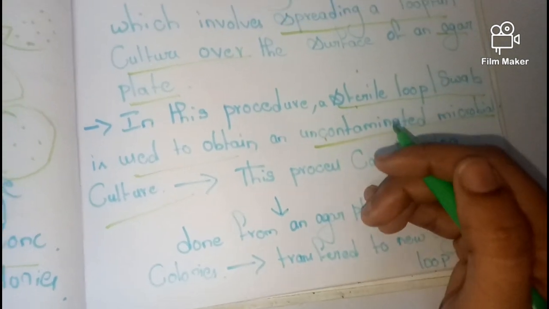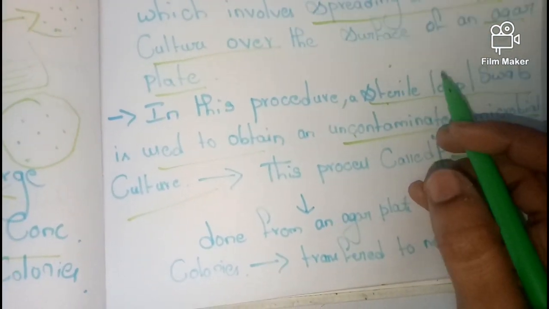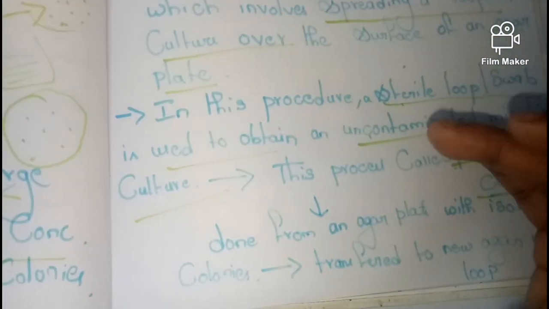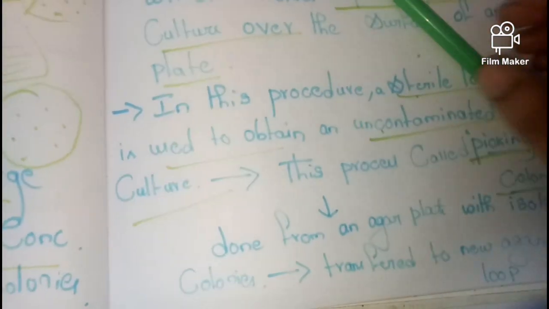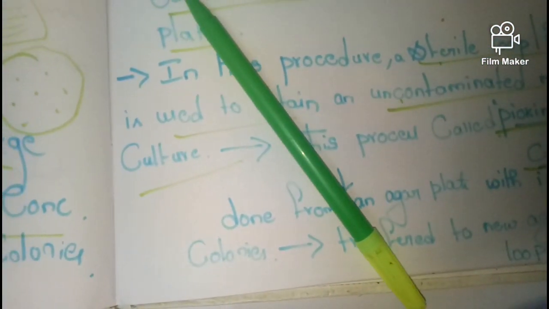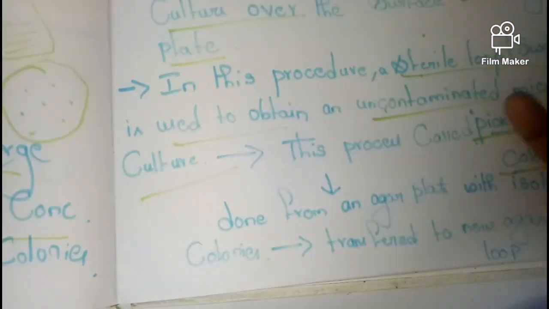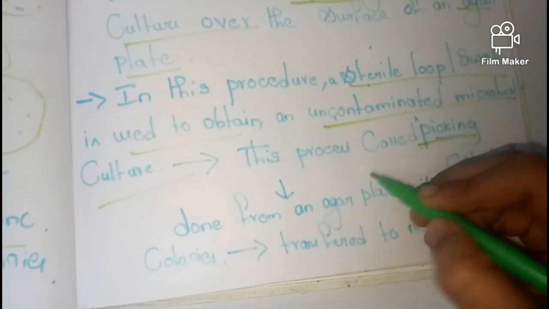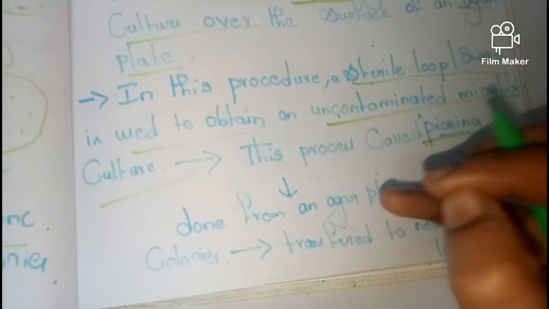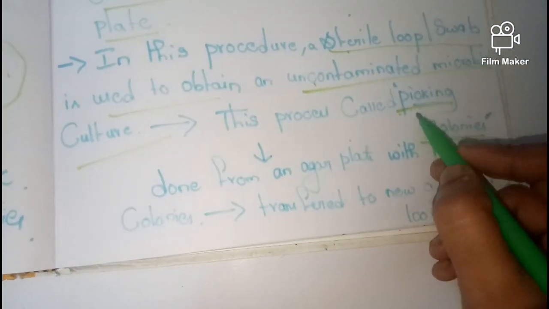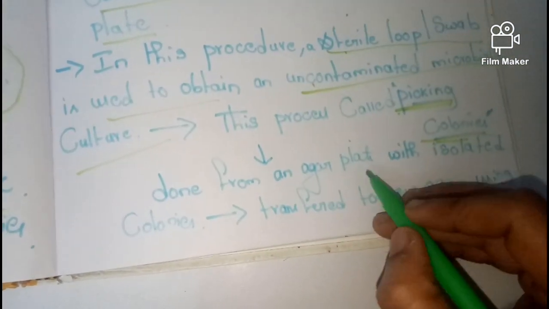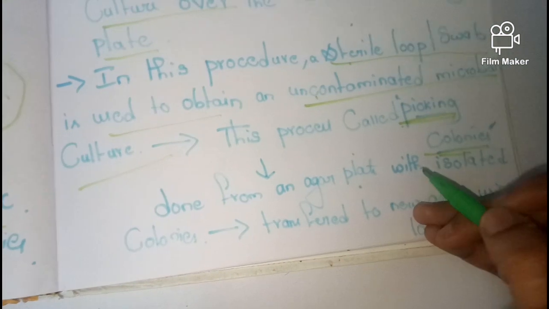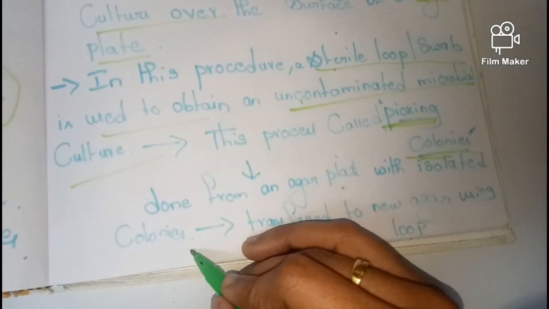I already said that after the incubation time the agar plate may show certain colonies, right? From those colonies we are going to pick the pure colonies, and that process is known as picking colonies. From that agar plate we are going to pick the isolated colonies.